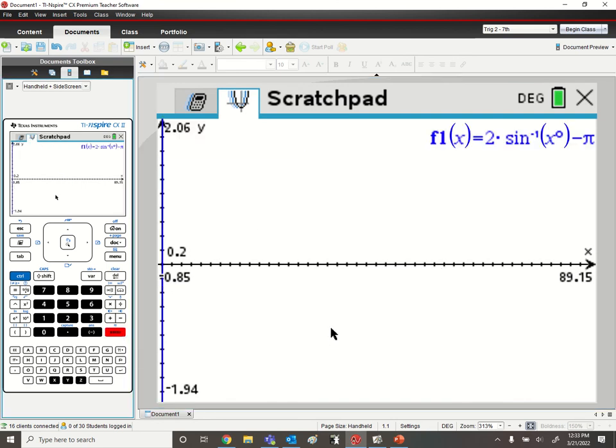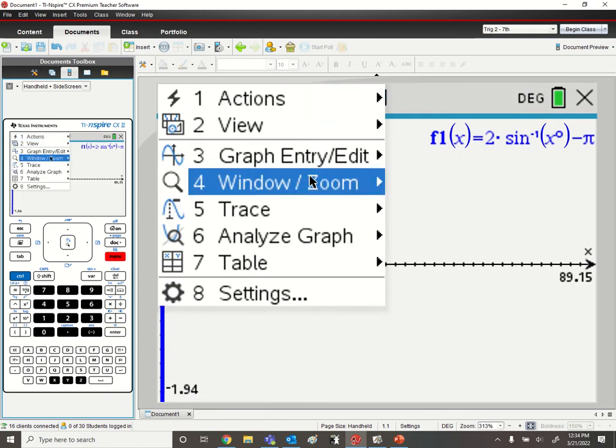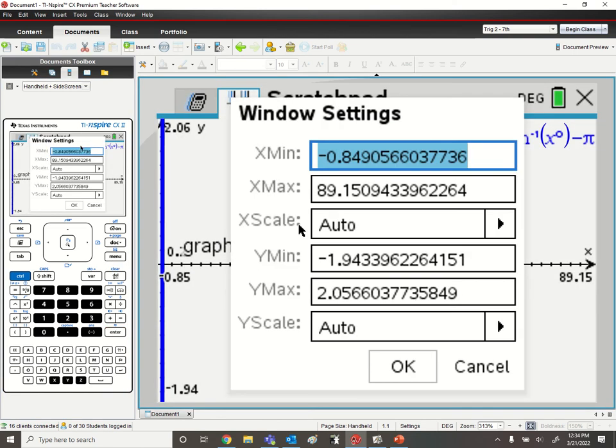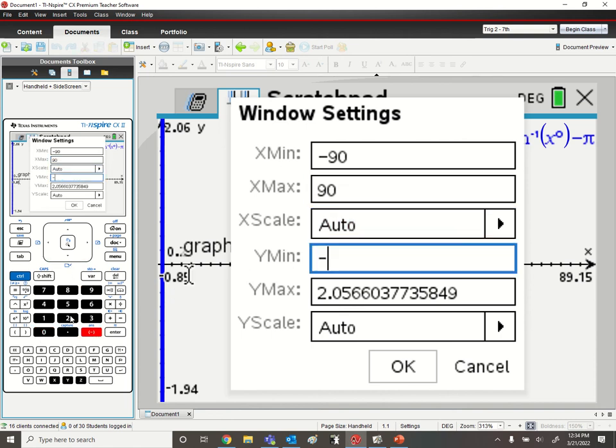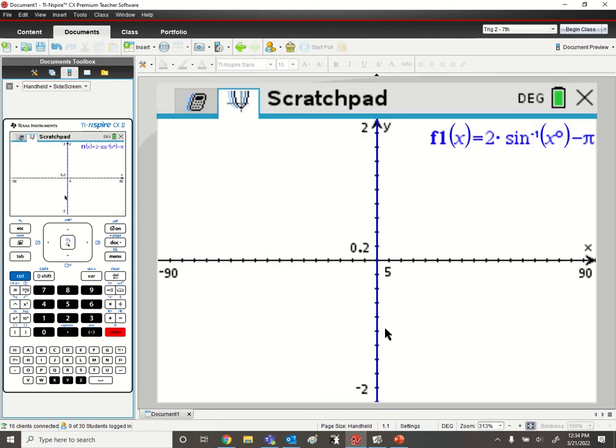Enter. Now, I'm going to have an issue here on this. Let's go ahead and menu. Change my window settings. Negative 90 to positive 90. And same thing with my y values. It is my negative 2 and then my positive 2. Enter. There we go. I have one solution here.